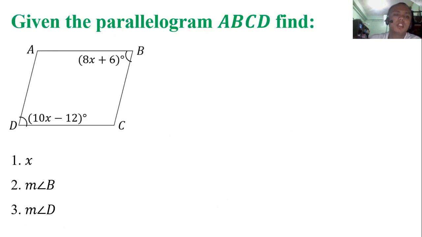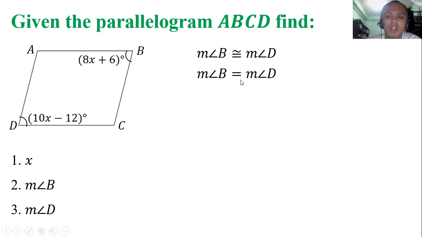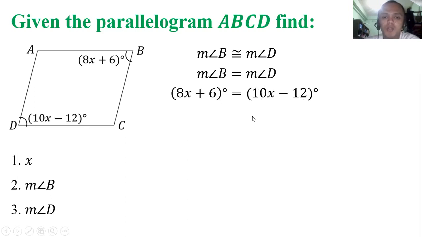Okay? Let us have an example. Given the parallelogram ABCD, find the following. Find x, find the measure of angle B, find the measure of angle D. Now, here, given, angle B is 8x plus 6 degrees, then your angle D is 10x minus 12 degrees. Angle B and angle D, they are congruent, and if they are congruent, they are equal because they are opposite angles according to theorem 1.3 in parallelogram, that the opposite angles are congruent. Now, substitute your B to 8x plus 6 degrees and then your D to 10x minus 12 degrees.